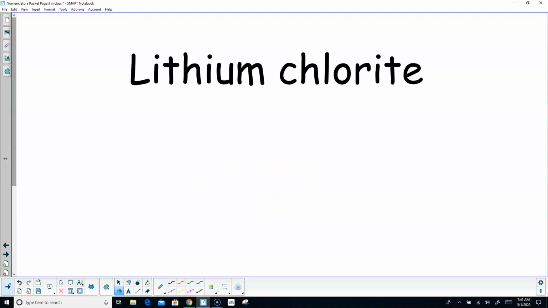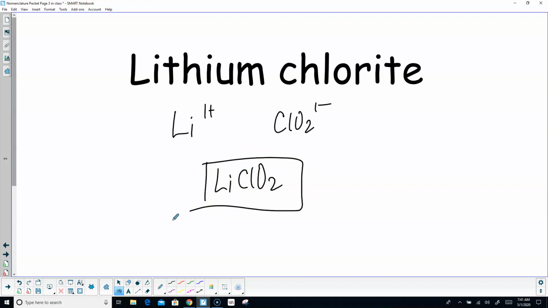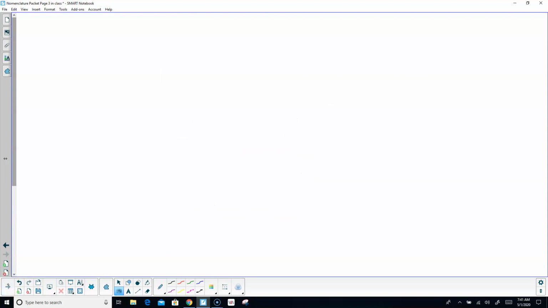Lithium chlorite. Lithium is always 1+. Chlorite is ClO2 and it's 1-. 1+ and 1- equal and opposite. They cancel. The 2 stays with chlorite, LiClO2. And that's it.